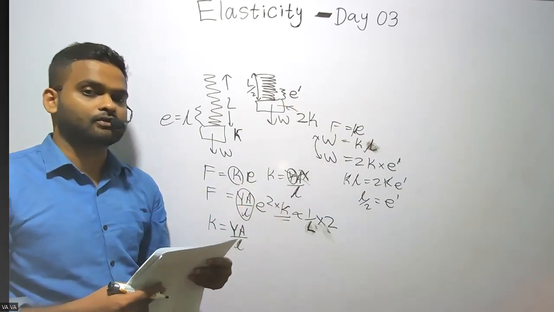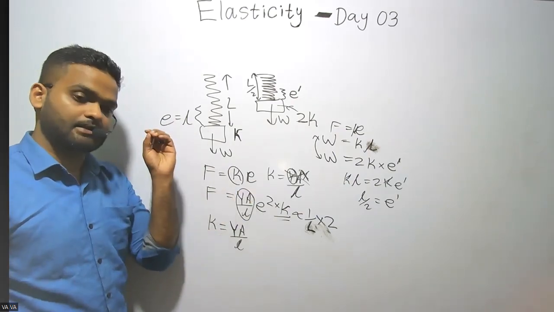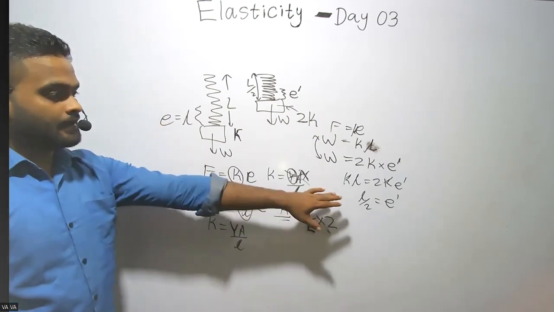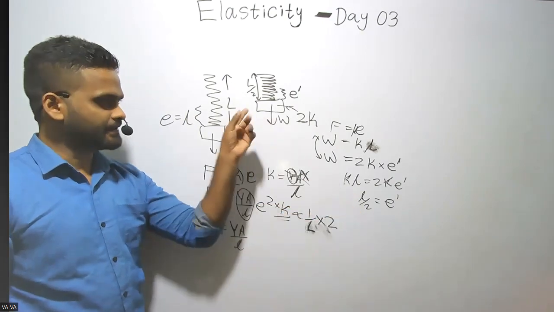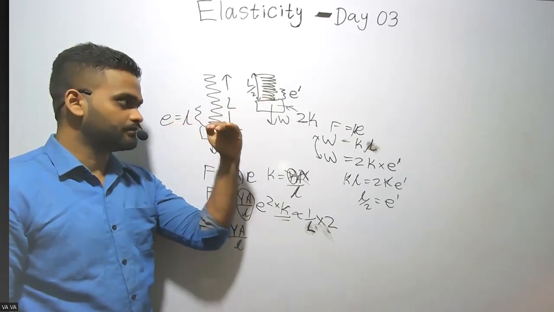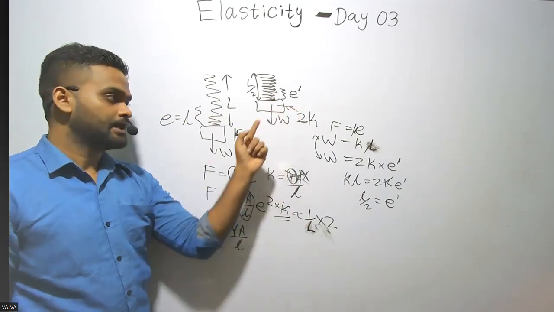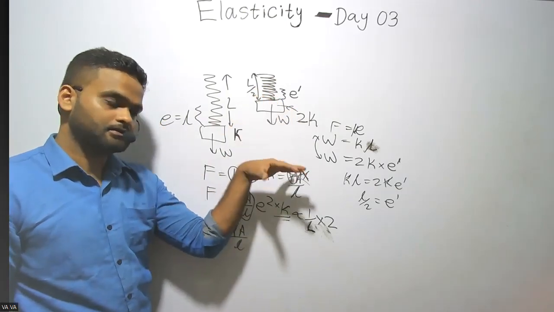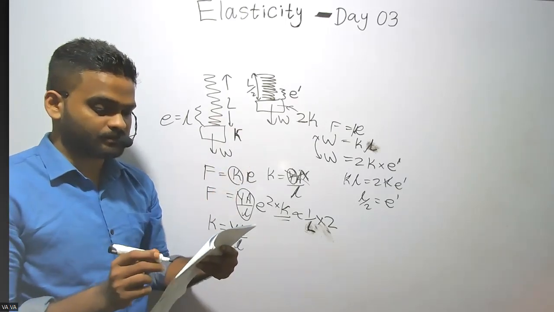So the answer is the third one. If you didn't understand that, rewatch the question, right? These concepts you must get into your head clearly. So the new extension is going to be L over 2. The reason is that since this spring is cut in half, the spring constant doubled. Since the spring constant doubled, the extension halved under the same load. That's what happened, right? So the answer should be the third one for 25.